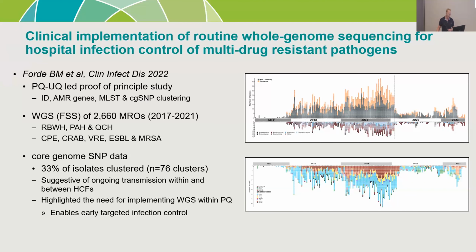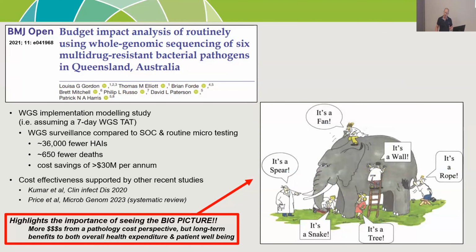They also did some health economics analyses just to look at the cost benefits of doing this. Assuming about a 7-day turnaround time to get the results out to the clinicians, they estimated over 30,000 fewer hospital-acquired infections per annum, significantly lower deaths, and a really big cost saving to the hospital. These are very expensive tests to do, but I think this highlights the benefits of looking at the big picture rather than how much one particular test is going to cost. You can actually save the healthcare service a lot of money.